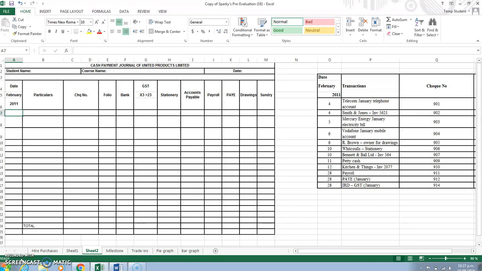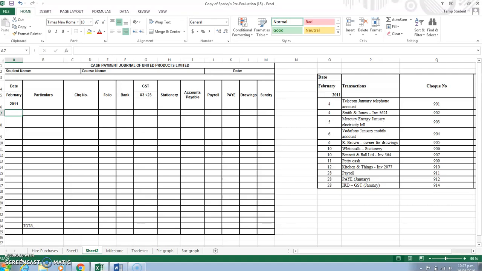Previously you would have seen a video which was about the cash receipt journal. So this is the cash payment journal. This is where whenever money is withdrawn or taken out of the bank by check, an entry is made in the cash payment journal. So basically a withdrawal represents a decrease in the cash at bank account. So just remember it's money that's been taken out.